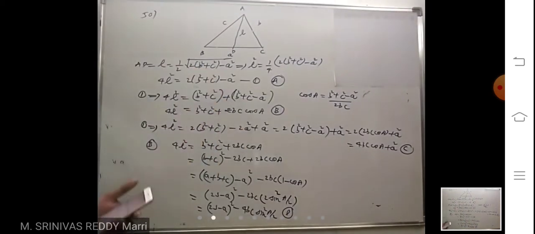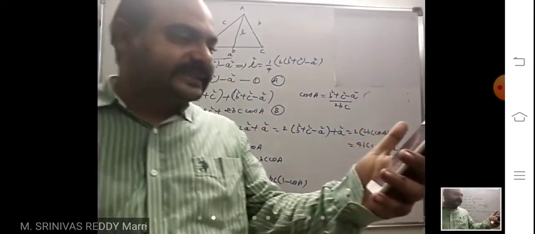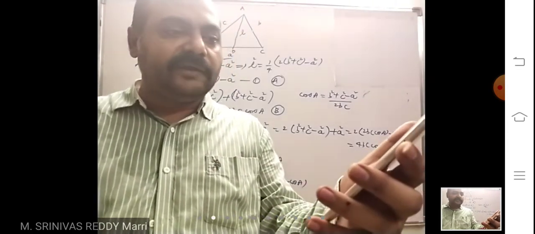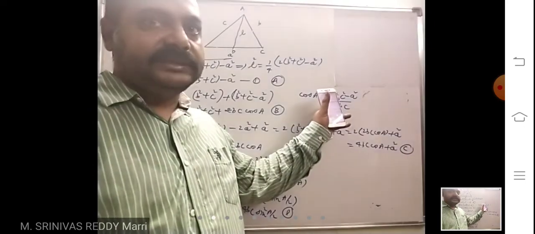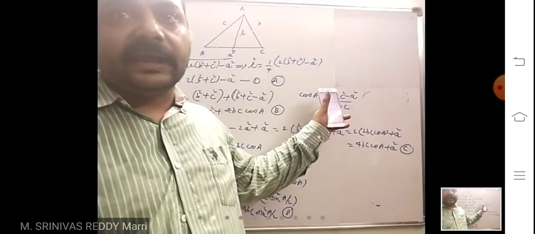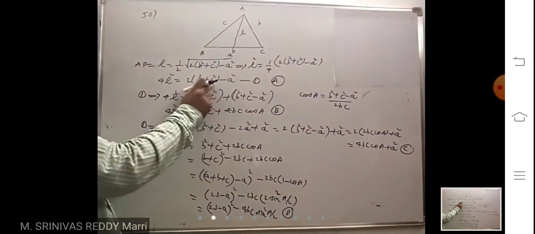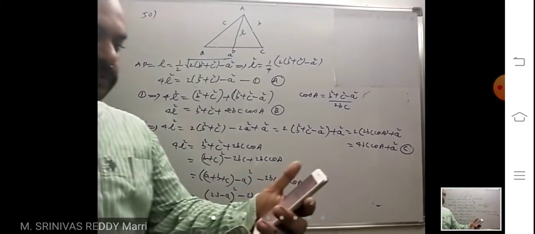If you are not getting the idea, suppose you got the first option, then you take the second option and substitute the cos A value. So in the second option you take and then substitute cos A. If you get this one, that is the answer, right? That way also you can do.